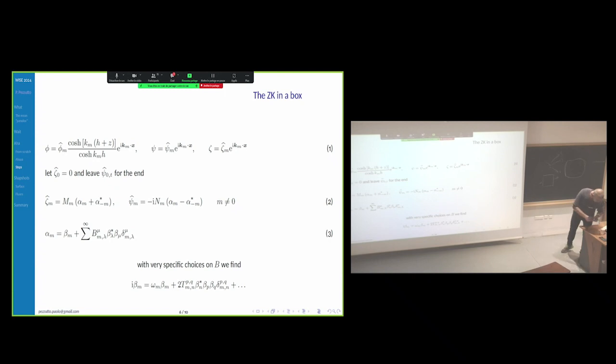How much time do we have? 5 minutes. Okay, just a couple of examples of how to use the canonical transformation and everything.